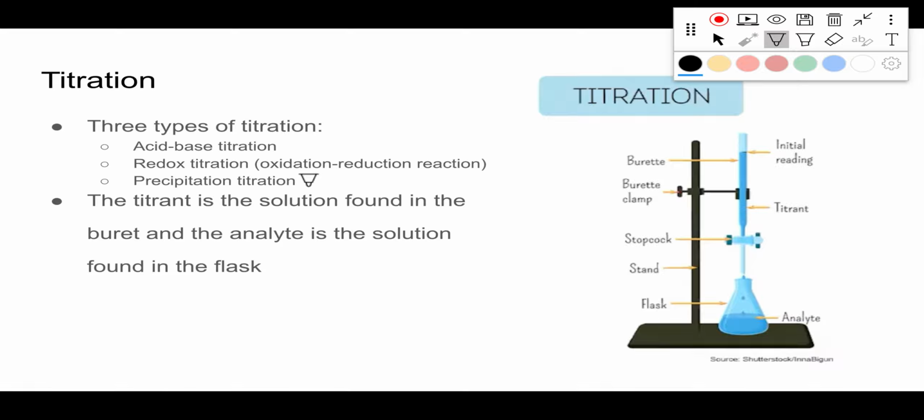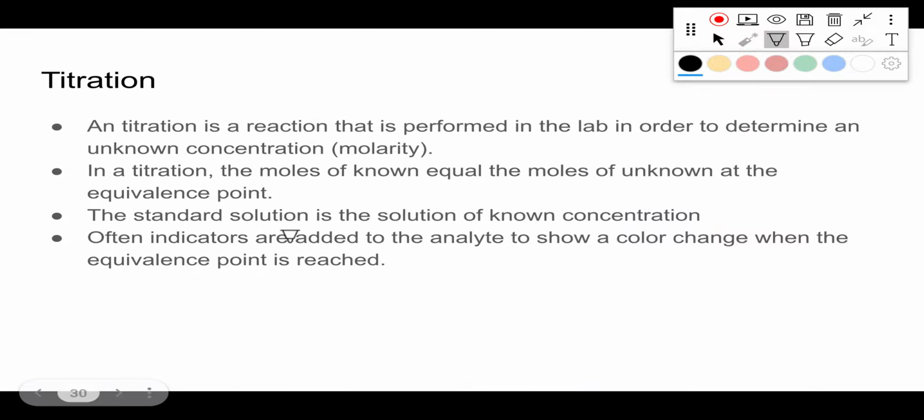And in the precipitation reaction, we don't need to use an indicator because in a precipitation reaction, we're trying to see the precipitate, and that's a visual thing we can see. But most acids and bases are clear, and we cannot see whenever they hit their equivalence point. And so we add in something called an indicator.